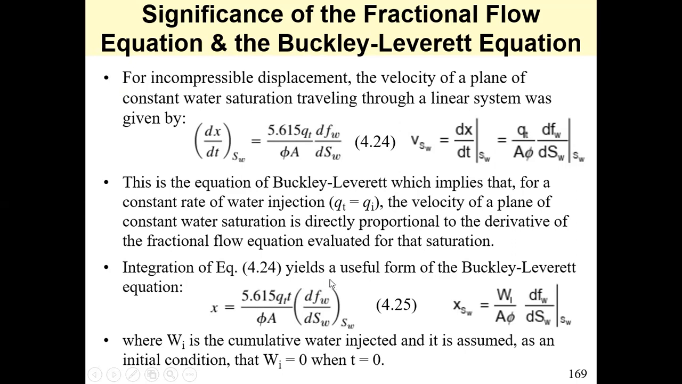Integrating the equation yields the distance that the constant plane of saturation has progressed within the reservoir, of course. You'd see I've put, even though these ones are in metric units, but it's just for comparison, and you see that the factor here, Qt times T, is actually Wi, which is the cumulative water injected, assuming that initial condition, water injected was zero at time of zero.